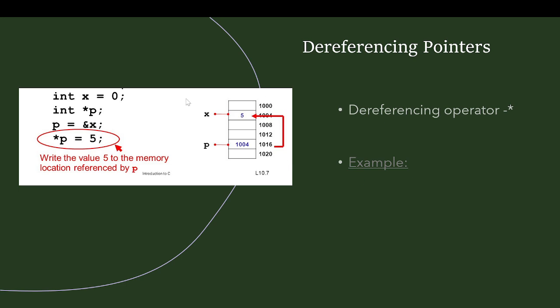Here is an example. X is a data whose content is 0. P is a pointer. We have the address of X in pointer P. When I use the dereferencing symbol across this P and assign it 5, it means that we are accessing the memory location that is 1004, which is named as X, which changes to a value 5.